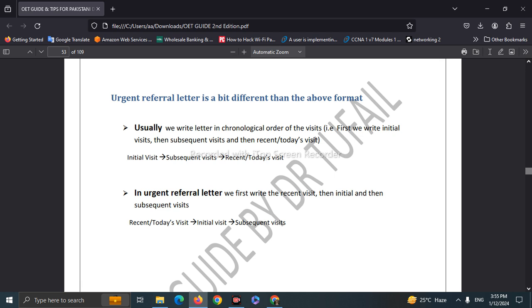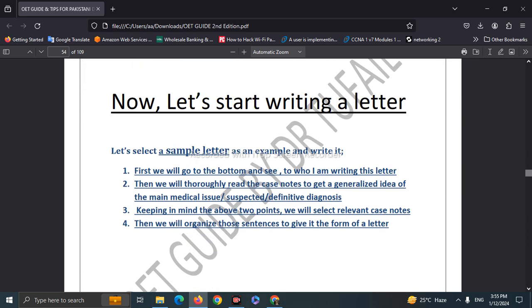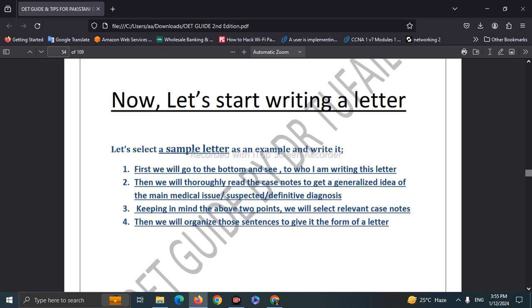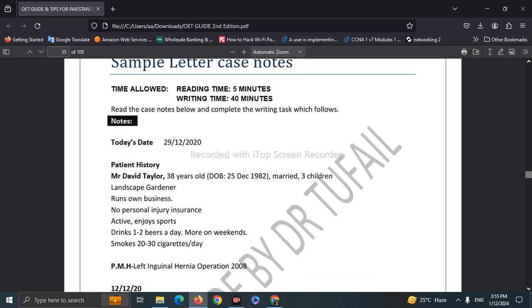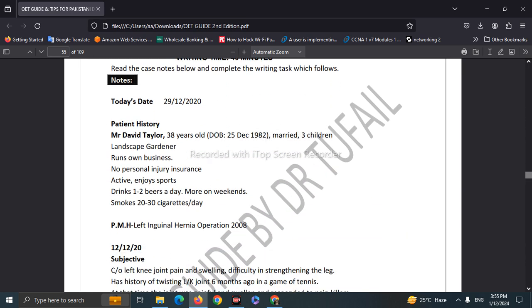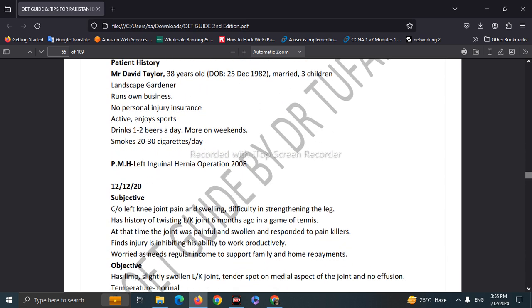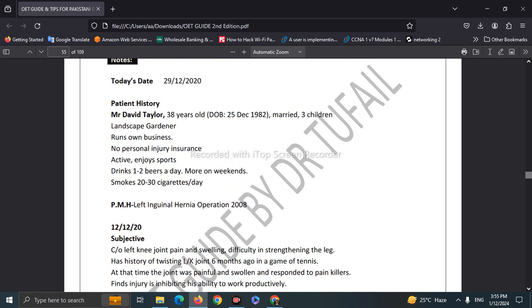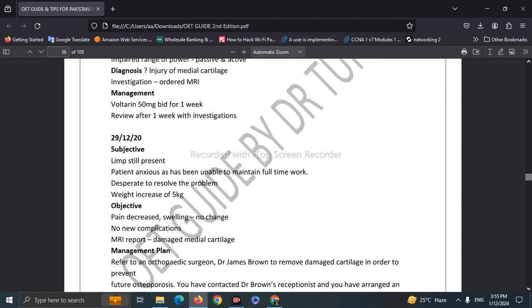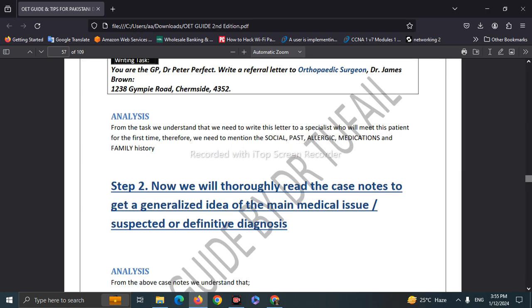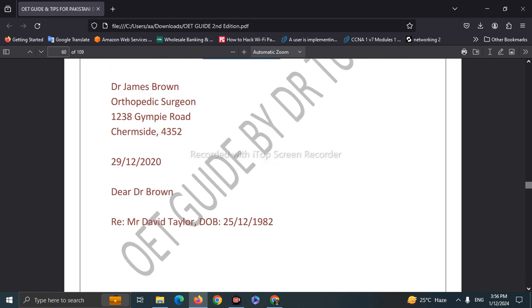This is a simple referral letter and this is an urgent referral letter. So how can it be written? This is a task which will be given on your exam day, and you have to write like that.